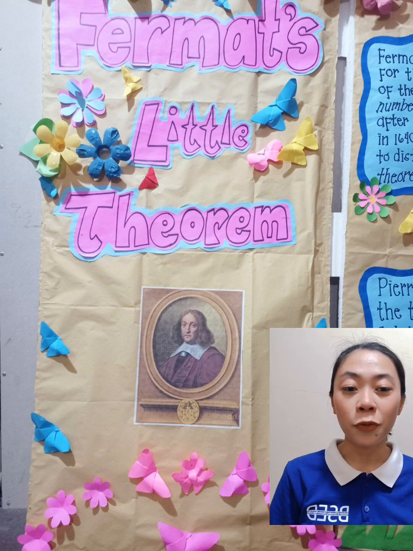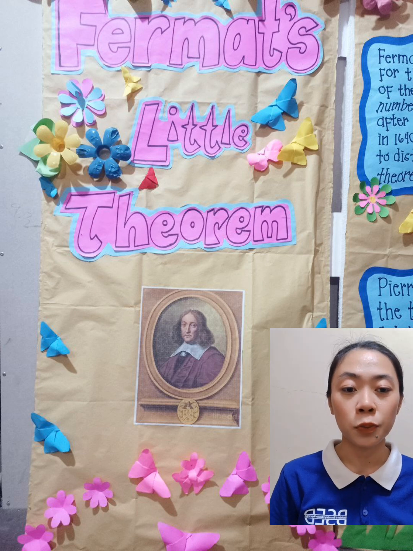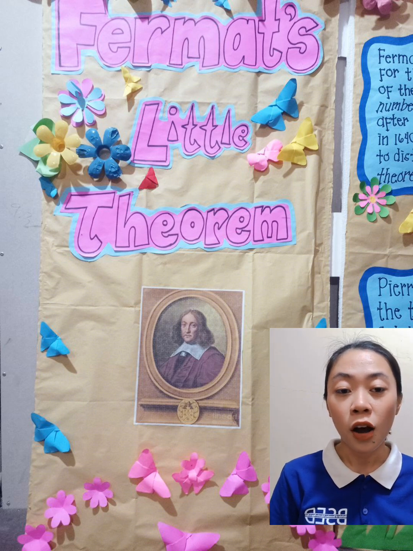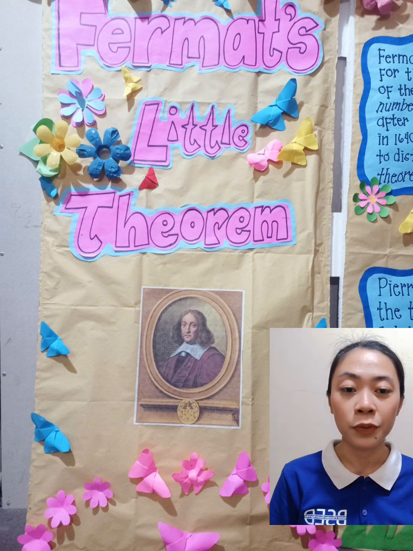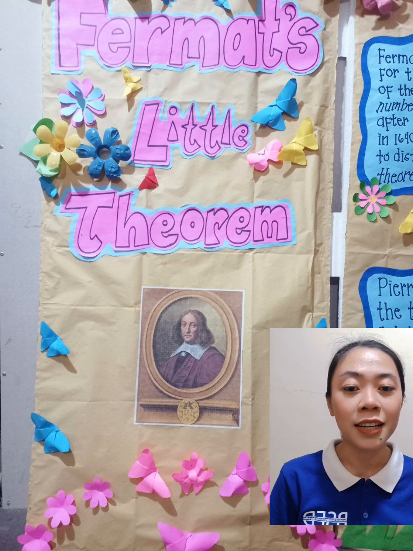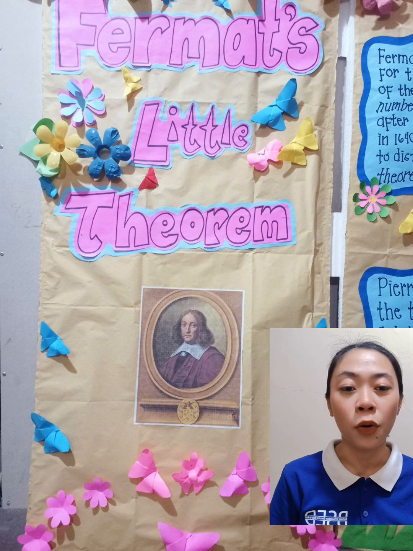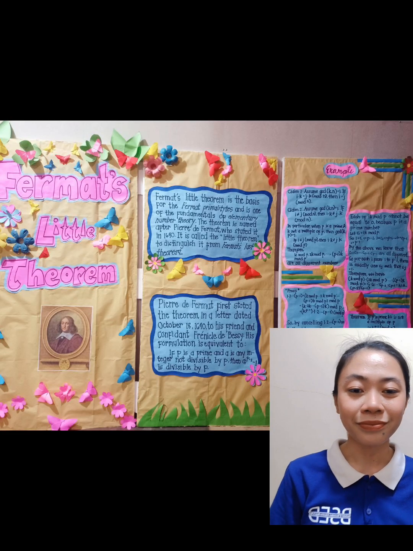Pierre de Fermat, often referred to as the father of modern number theory, made numerous contributions to mathematics despite being a lawyer by profession. He had a habit of writing his ideas in the margins of books, often without giving detailed proofs. Fermat's little theorem is one such result that he shared in his correspondence, leaving future mathematicians to verify and explore its implications.